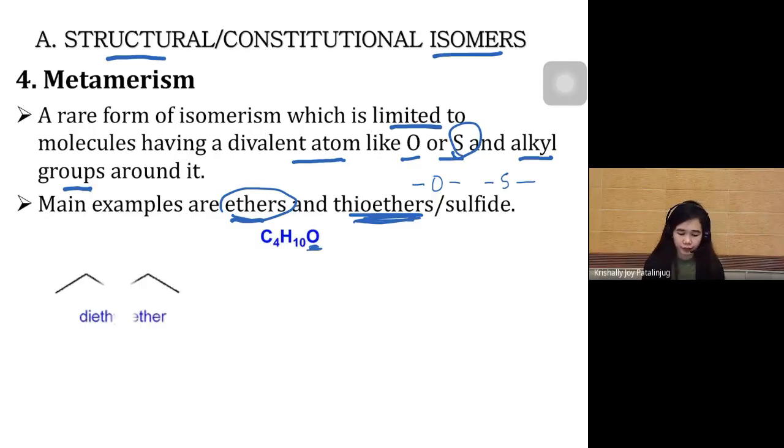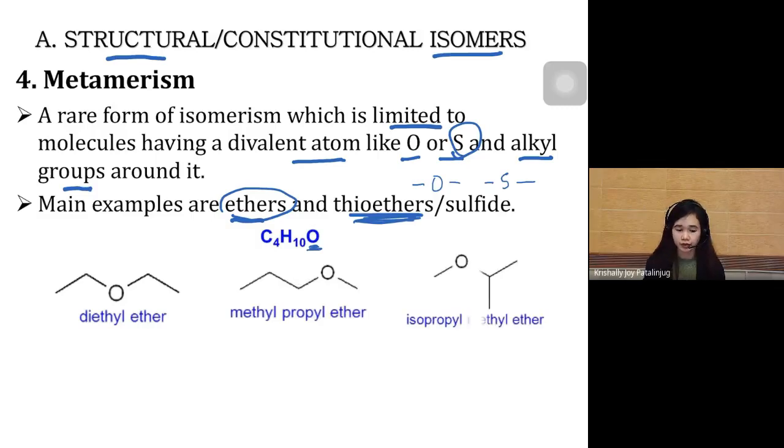So for example, these are all ethers. Look at the ethers: the alkyl groups attached are different. This ether has two ethyl groups. For the second ether structure, one is methyl and the other is propyl. For this ether, one alkyl group surrounding it is a methyl and the other is isopropyl. Never mind the naming. What we want to see here is why it is metamerism. Metamerism occurs among ethers.